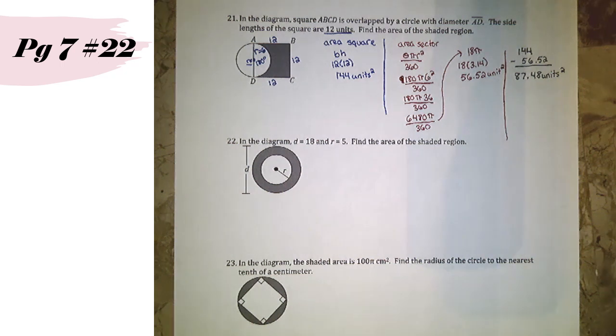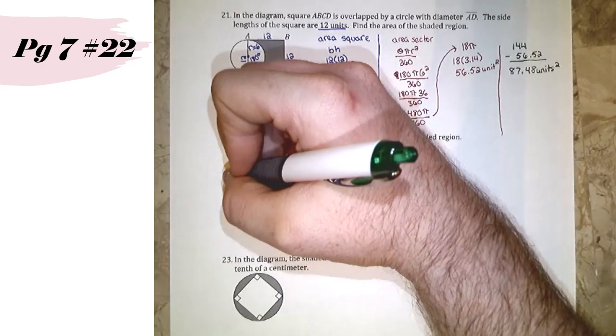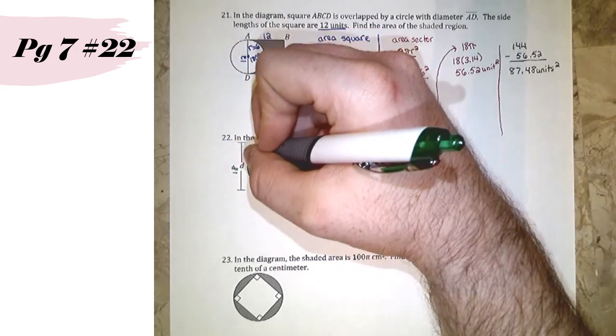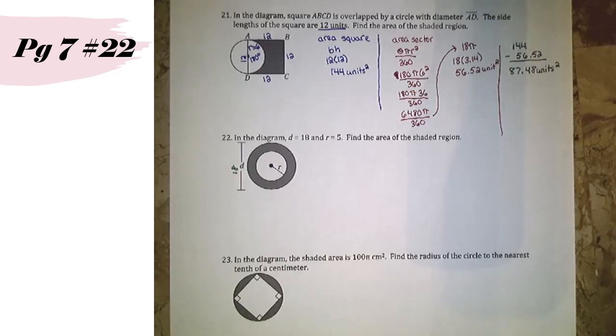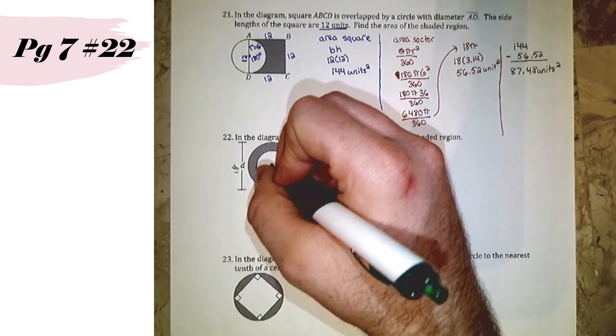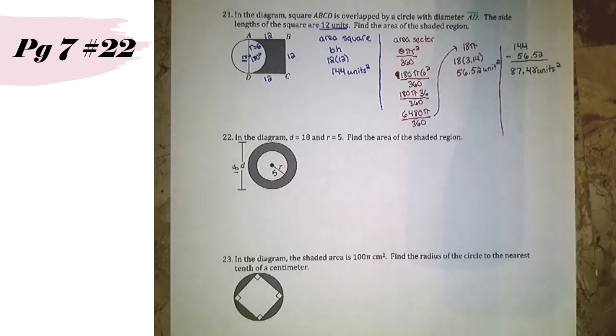All right, home skillets, the next one on here is number 22. It's saying in the diagram, the D is equal to 18 and r is equal to 5. Find the area of the shaded region. So you have a circle inside of a circle, circumception. Now they tell me that the diameter is 18. So the full length from the big circle to the end of the other side would be 18. Now the radius, the one here that they gave us, is 5.